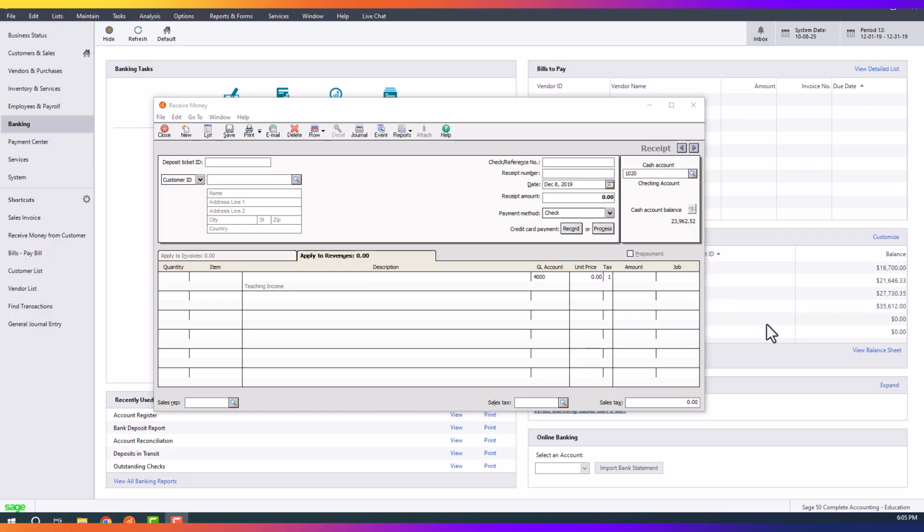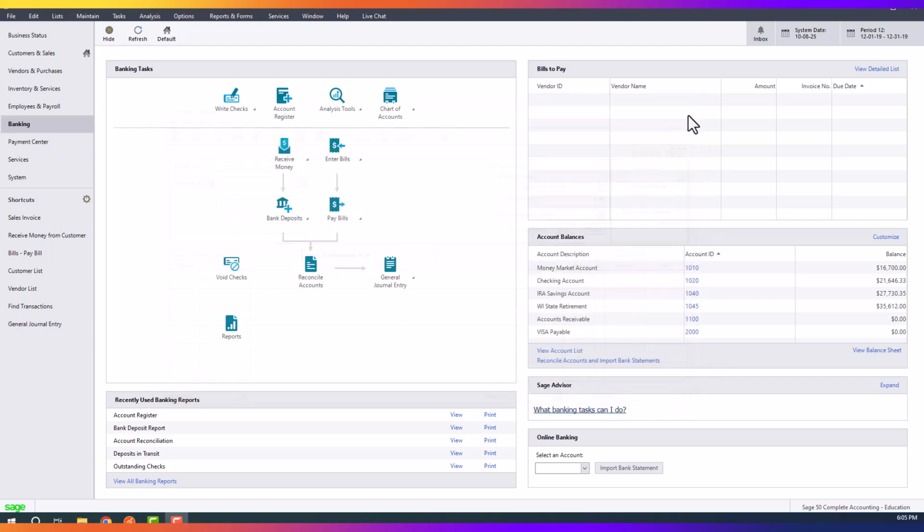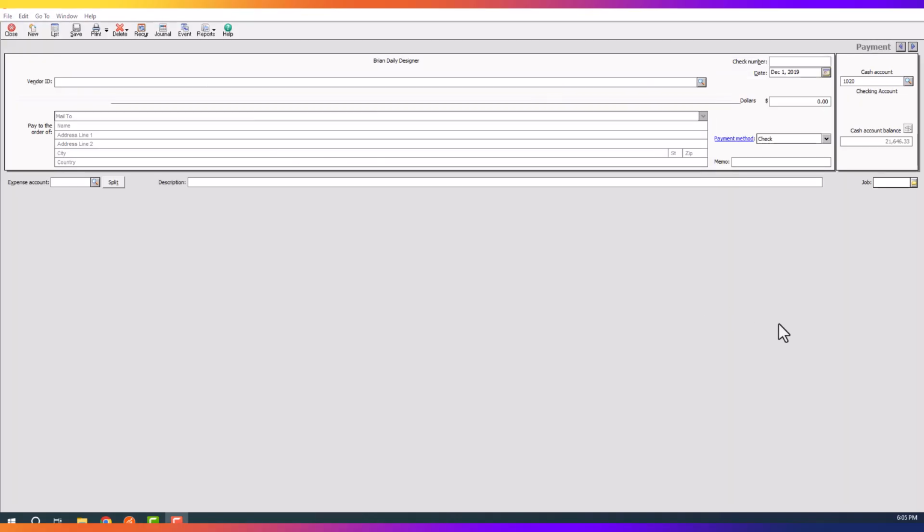The remainder of the transactions are all showing up in the payment column, so they need to show up on the write checks window. So I'm going to close out of the window I have open, and I'm going to go to banking area of the navigational menu, select write checks, and then new check.